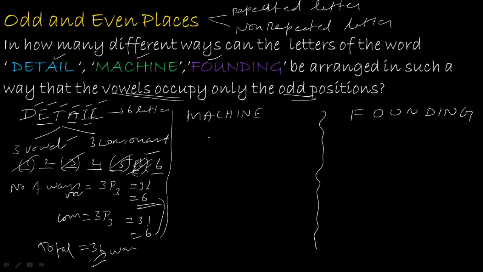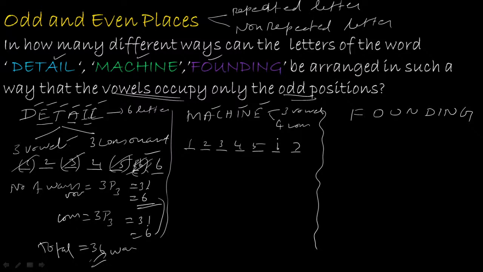Next we move on to the next example, MACHINE. Look at the word MACHINE. It consists of how many vowels? A, I, E. So it has 3 vowels, that is A, I, E, and the remaining are consonants. So 1, 2, 3, 4, 5, 6, 7. MACHINE is a 7 letter word. So it consists of 3 vowels and 4 consonants.